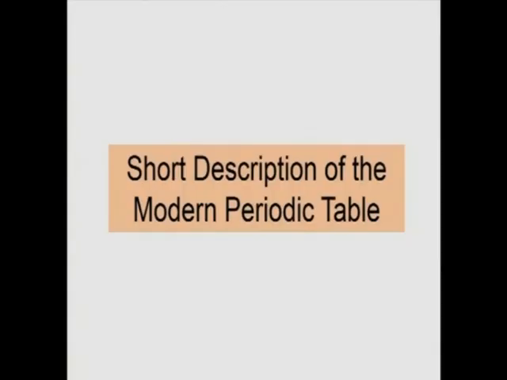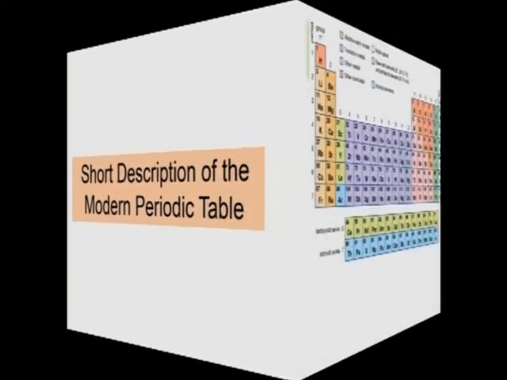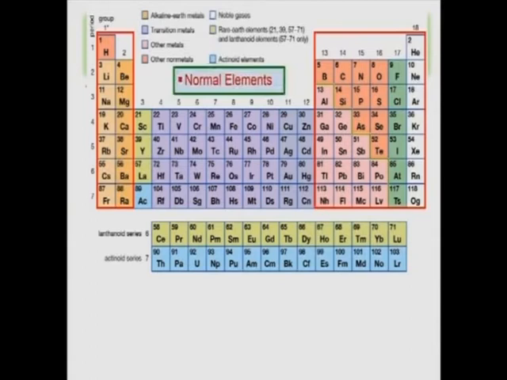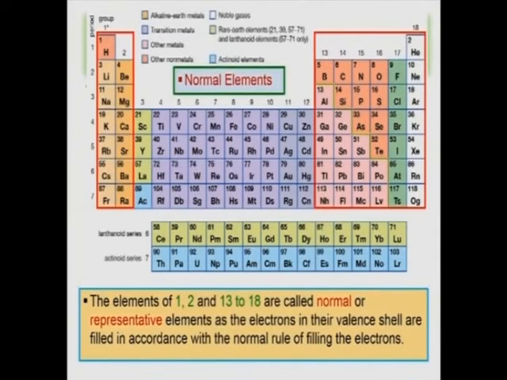Now let's see a short description of the modern periodic table. The elements of group 1, group 2, and groups 13 to 18 are called normal elements, and there is a reason why we call them normal elements. We call these normal elements because electrons in the valence shell are filled according to the normal rule of filling electrons, and that's the reason we call them normal elements.